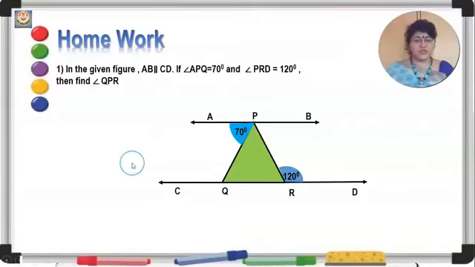I am not giving the answer to this question. We will discuss this in the next video lesson. I want you to solve this in your geometry notebook. Okay, so make a note of this homework question.